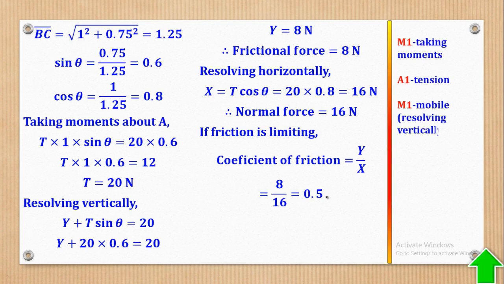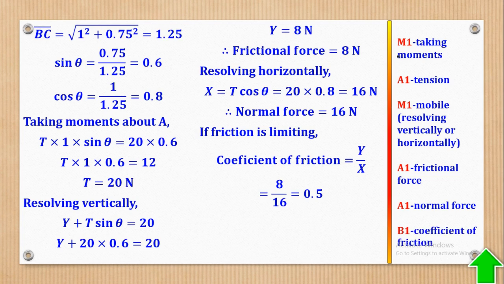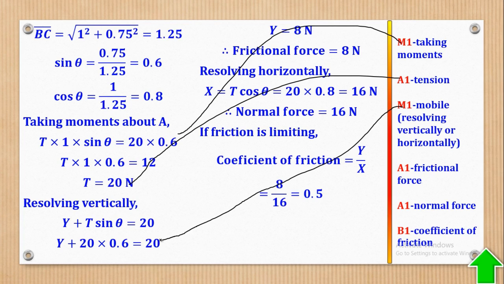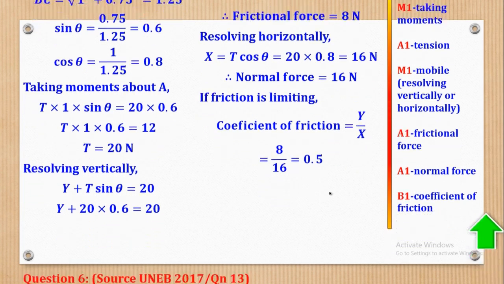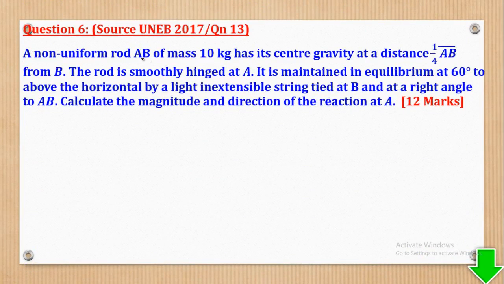Now let's see how much can be awarded. M1 for taking moments and A1 for the tension. Then this M1 is mobile, meaning it can be given at the point of resolving vertically or at the point of resolving horizontally. Then A1 for the frictional force, another A1 for the normal force, then B1 for the coefficient of friction. So that was question 5. Now we shall go to question 6.